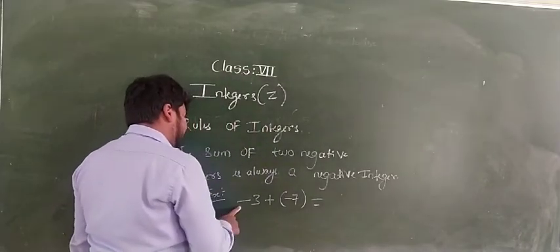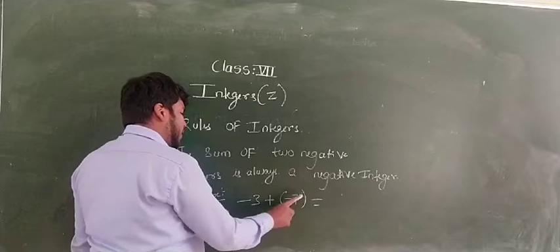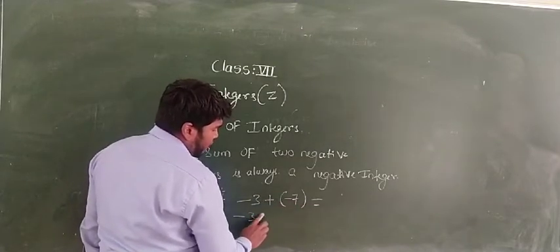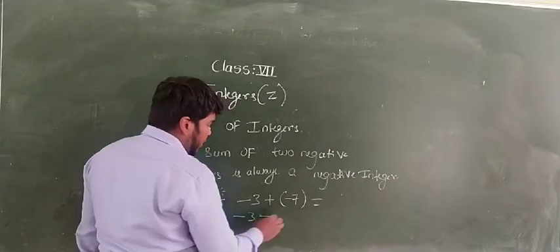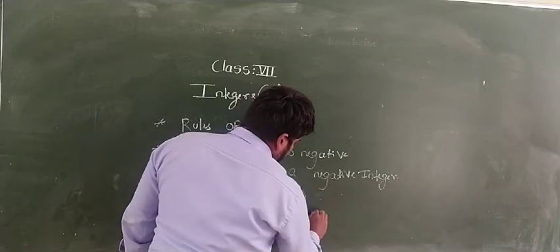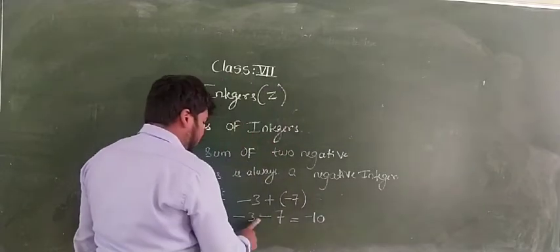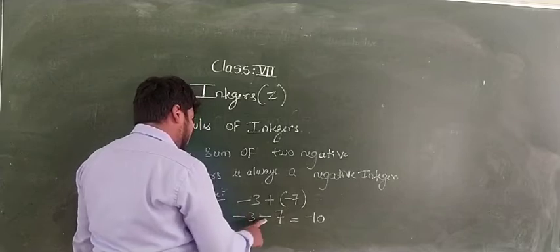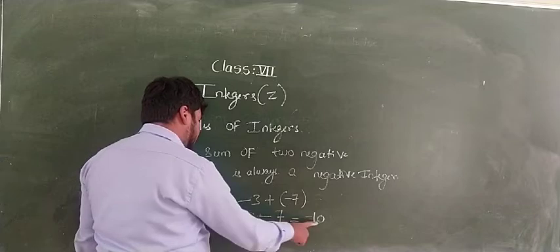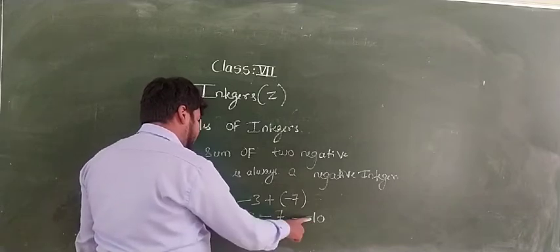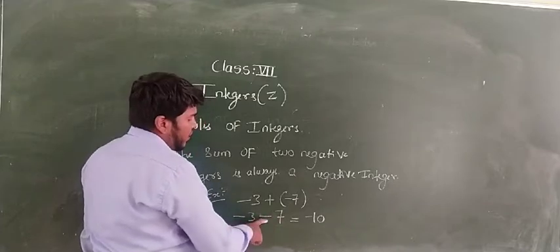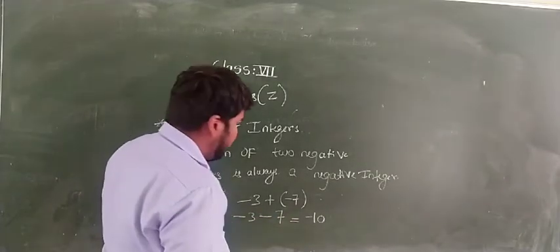Okay. So see our example, I have taken -3 plus -7. -3 as it is, plus into minus gives minus, and -7, which is equal to -10. So -3 and -7, these are the sum of two negative integers. 7 plus 3 is equal to 10. We have to keep the sign the same when we are adding two negative integers. So -3 -7 is equal to -10.